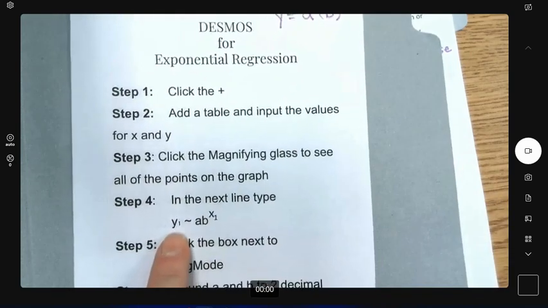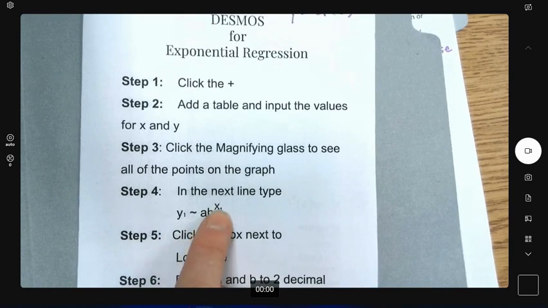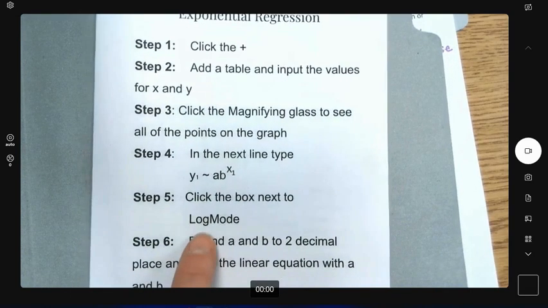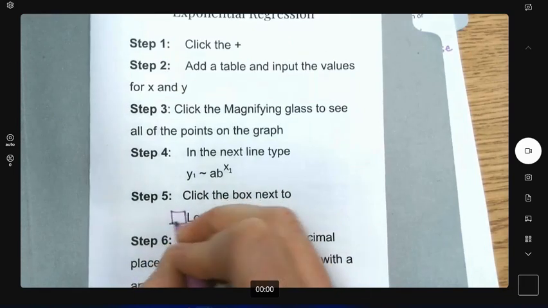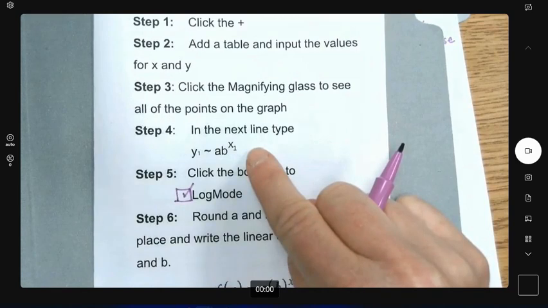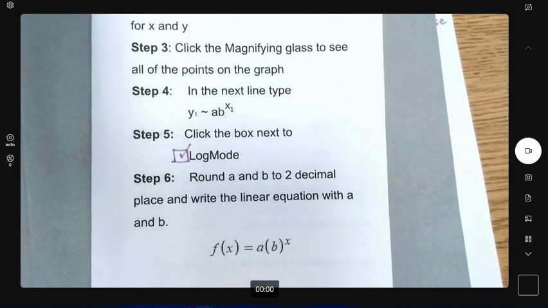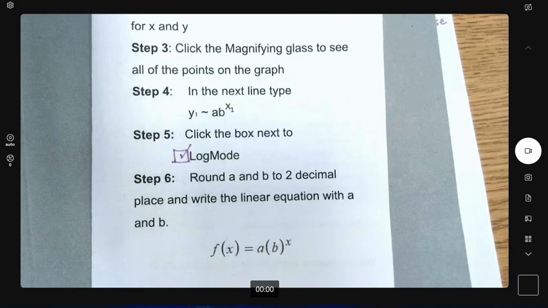Then you put in y1 squiggly a times b to the x1. You have to click the little box next to log mode. Make sure you check that. So draw this little box with a check mark, and you'll see it whenever you put this equation in. And then it'll give us our a and our b, and we'll write our equation to the hundredths place, which means 2 decimal places.